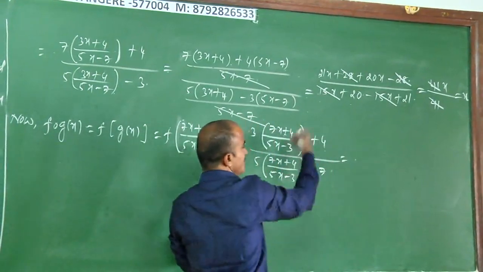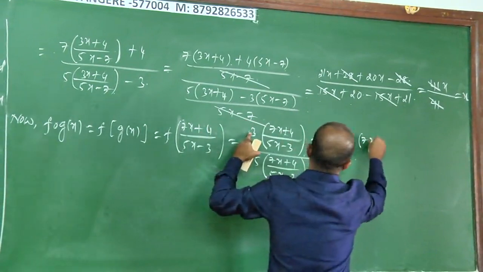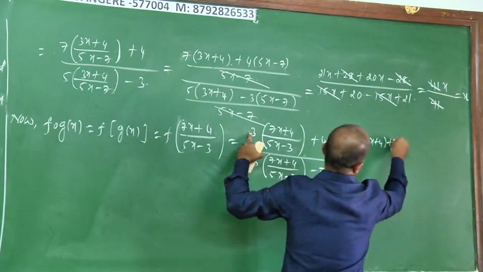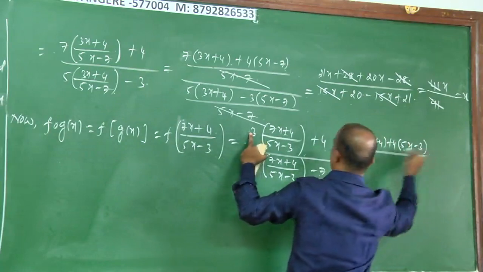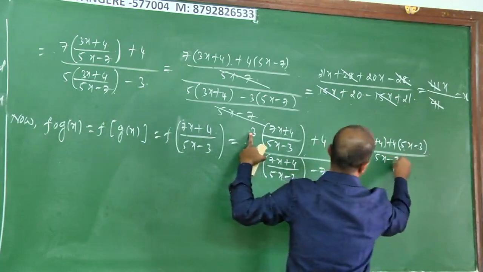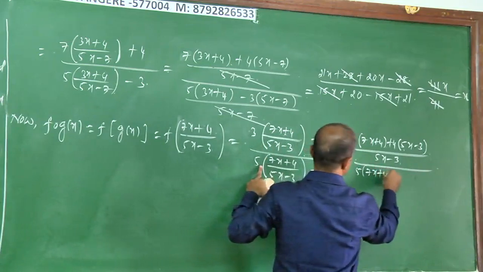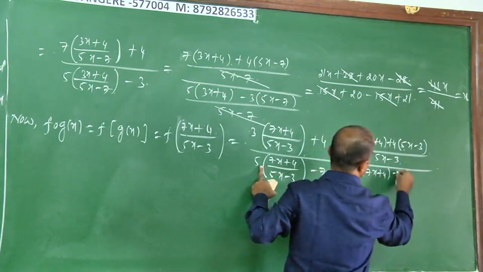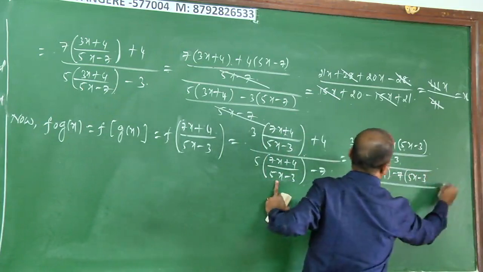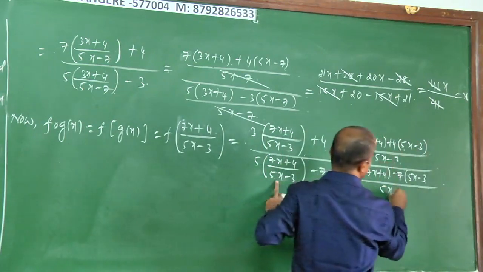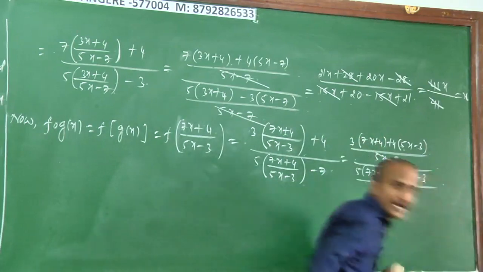Take the LCM in both numerator and denominator. We have 3 times (7x+4) plus 4 times (5x-3) upon 5x-3, all divided by 5 times (7x+4) minus 7 times (5x-3), where the LCM of the denominator is 5x-3. That 5x-3 and 5x-3 get cancelled.